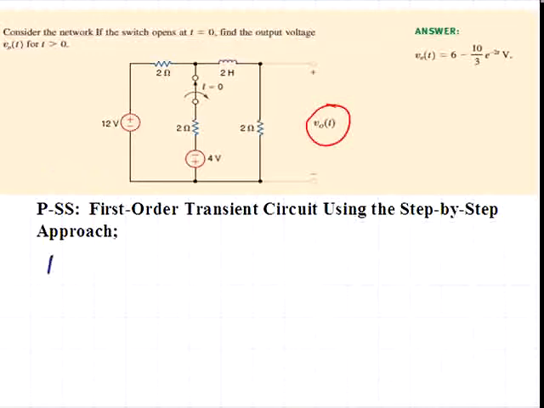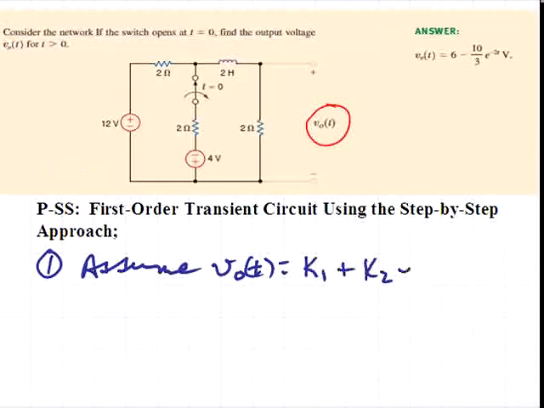Step 1 in that approach is to assume the variable of interest, which is the VO of t for us, is equal to a K1 coefficient plus K2 e to the minus t divided by tau, where tau is a time constant appropriate for this circuit.